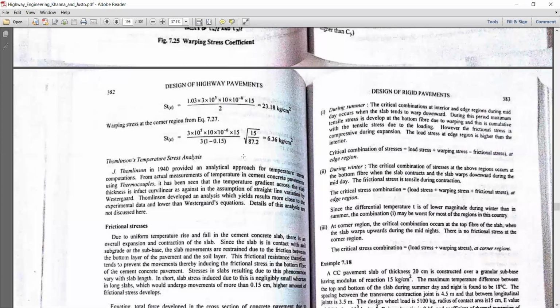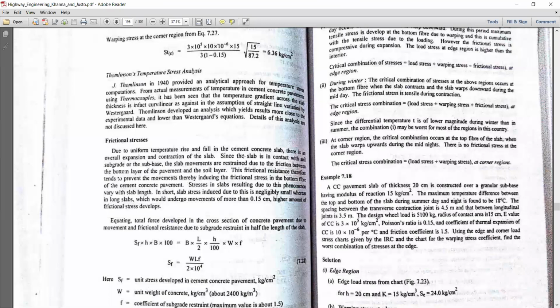Just imagine a concrete slab constructed on subgrade. If the concrete slab is constructed on subgrade, there will be a two-layer construction. One is the subgrade, and above that the concrete pavement will be there. So there must be a frictional force, or friction, between the two layers: the concrete layer is the top layer, and the bottom layer is the subgrade.